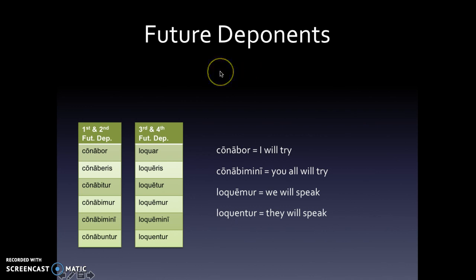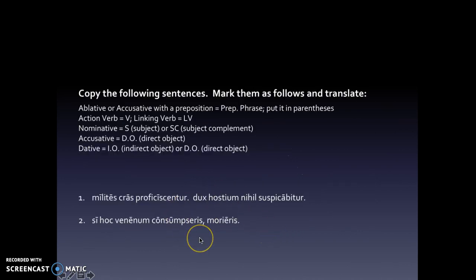All right, our future deponents, they follow the same pattern as the future passives. The only difference is we're going to translate them actively, of course. So here's an example of the first or second conjugation verb. Here's an example of the third and fourth conjugation verb. So conabor, I will try. Conabimini, you all will try. Loquemur, we will speak. Loquentur, they will speak. Copy down these sentences, mark them accordingly, and write out a translation, and then let's compare notes.